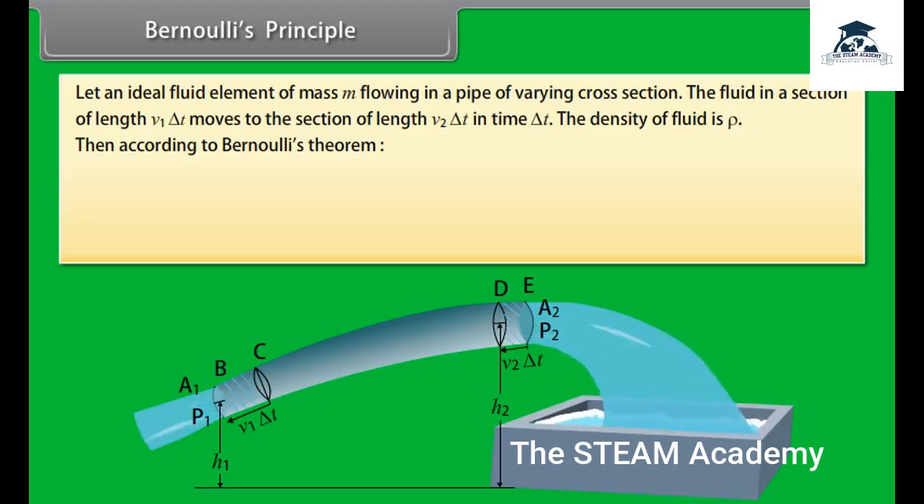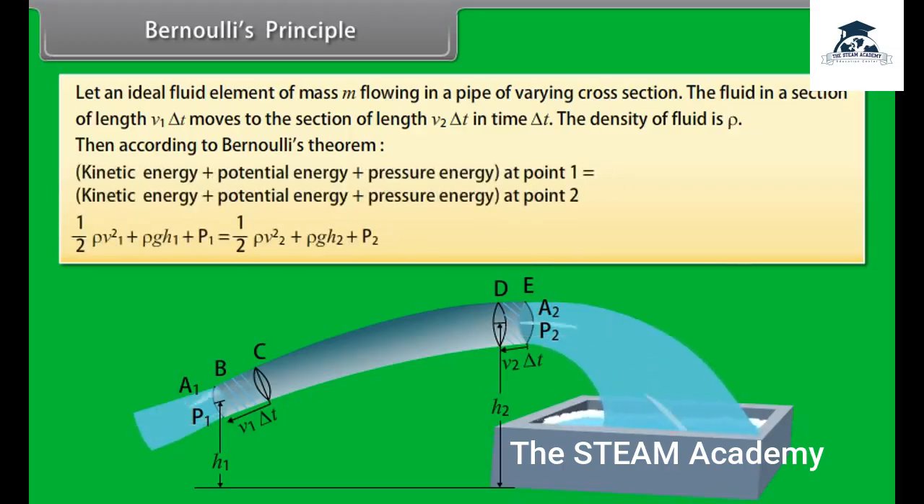Then, according to Bernoulli's theorem, the sum of kinetic energy, potential energy and pressure energy at point 1 is equal to the sum of kinetic energy, potential energy and pressure energy at point 2.